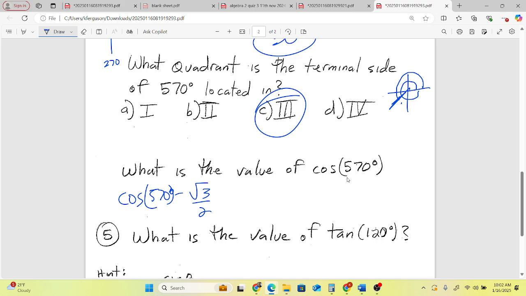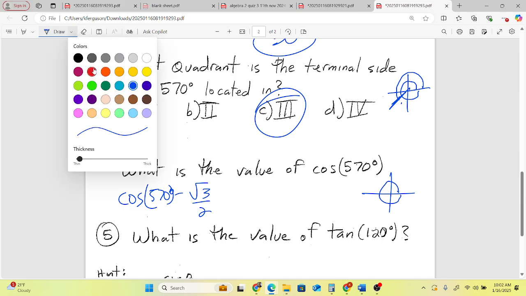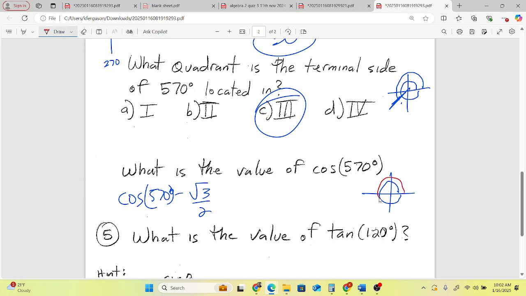Okay, because I've got the 360, I don't really determine anything with that. What I do is I look at the last piece, and that goes to 70, or sorry, to 10. And that's where I determine my reference angle. That's where I determine what quadrant I'm in. That's also how I determine what my sine and cosine is.